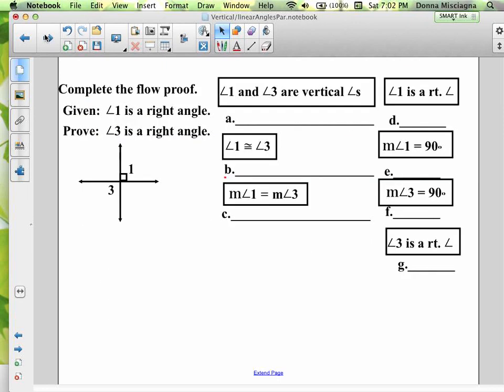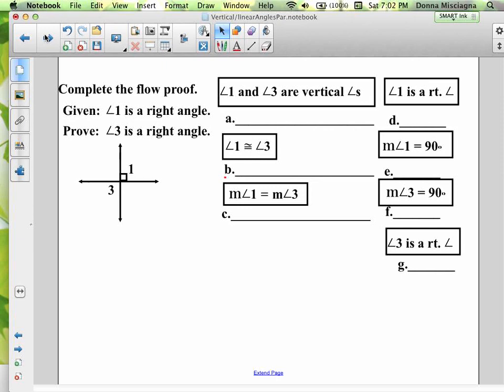All right, so we want to complete, this is called a flow proof. So it's kind of like a flow chart, right? Instead of putting our statements in columns, we kind of have them go around in a circle, and then we have to give our reader some idea of the order, hence the A, B, C, D, E, F, G. And for every statement we make, we have to have a reason. So it basically is like a two-column proof. It's just not written in columns.